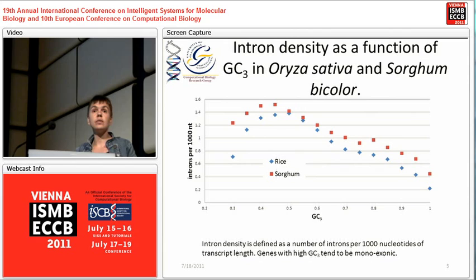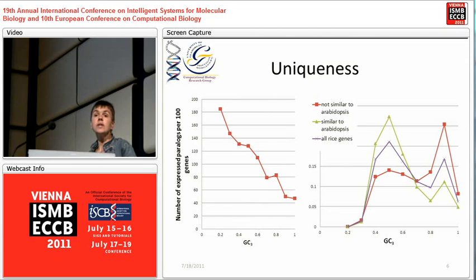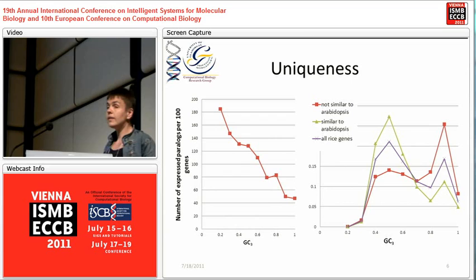Another observation is related to gene uniqueness. There are two ways of looking at gene uniqueness. You can look at how many copies of a gene exist in the same genome. And the second way of looking at it is whether there are orthologs in other species. And actually, it is interesting in both cases. If we look at how many paralogs, if GC3 is high, there is usually one copy of a gene per genome, and maybe multiple if you have a low GC3 content.